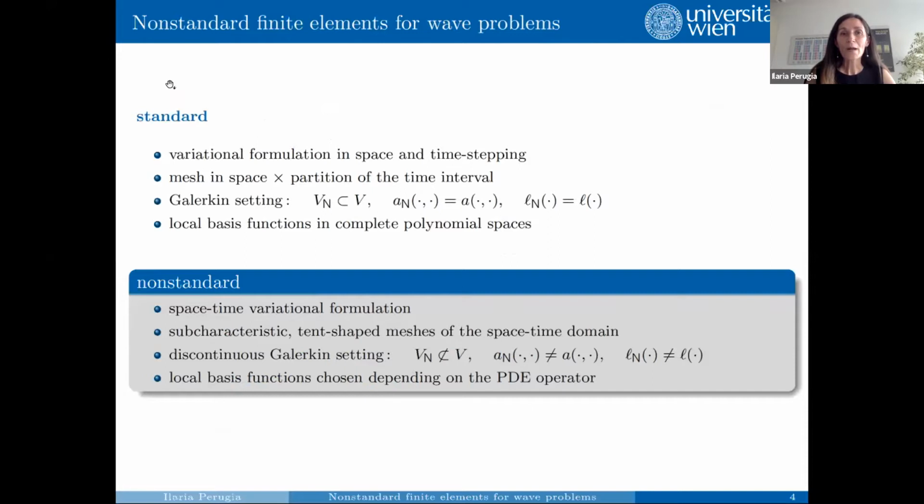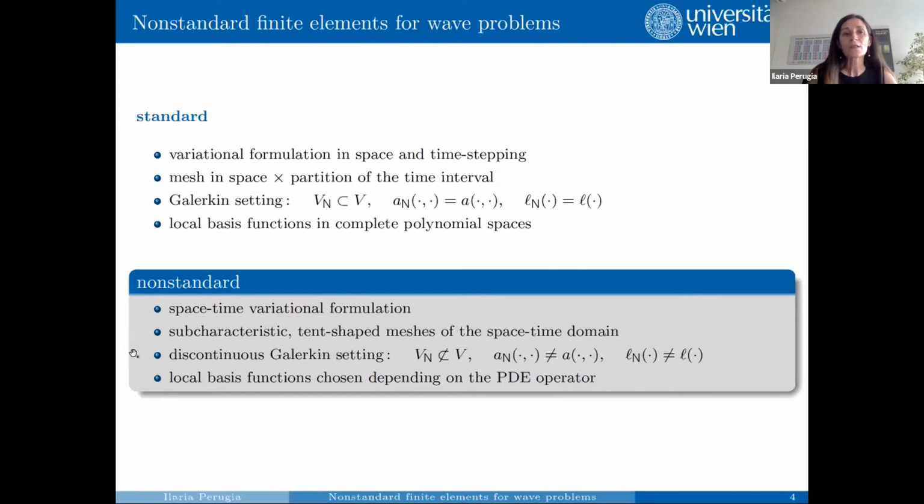So the non-standard approximation I'm going to talk about breaks this standard paradigm of finite elements in several directions. So for instance, instead of doing a variational formulation in space and then time stepping, I start with a space-time variational formulation. Then instead of using standard meshes, we try to use problem-oriented meshes. So for wave problems in particular, I will use sub-characteristic meshes of the full space-time domain.